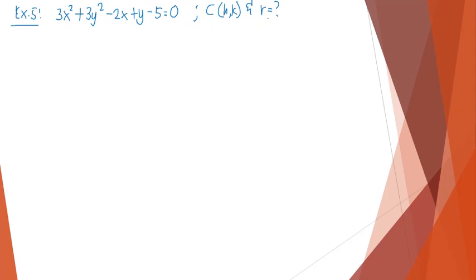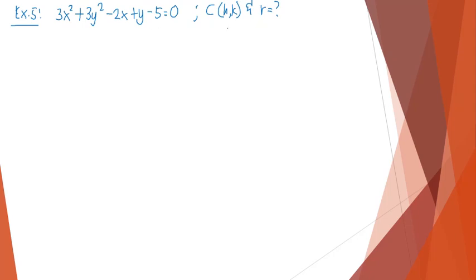Okay, so for example 5, our equation is 3x squared plus 3y squared minus 2x plus y minus 5 is equal to 0. We are tasked to determine the center, (h, k), and also the radius. So that is what we are asked.